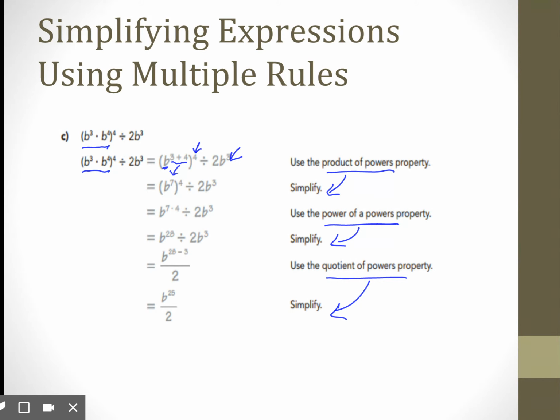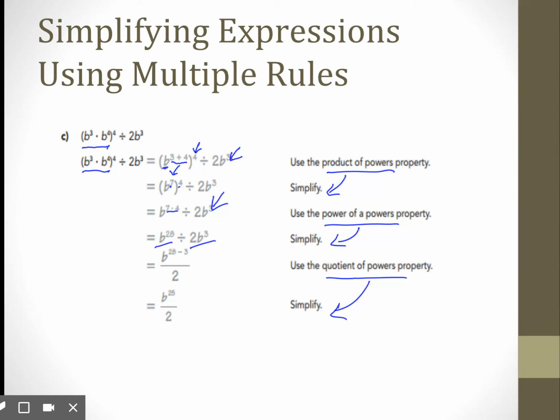The 7 comes from adding that 3 and 4, to the fourth power divided by 2b to the third. So now I can apply the power of a power property by simply multiplying the exponents of 7 and 4 together. So b to the 7 times 4. Again, I have not touched this 2b to the third because I'm applying the quotient of powers property last. So 7 times 4 is 28. So I have b to the 28th power divided by 2b to the third power.